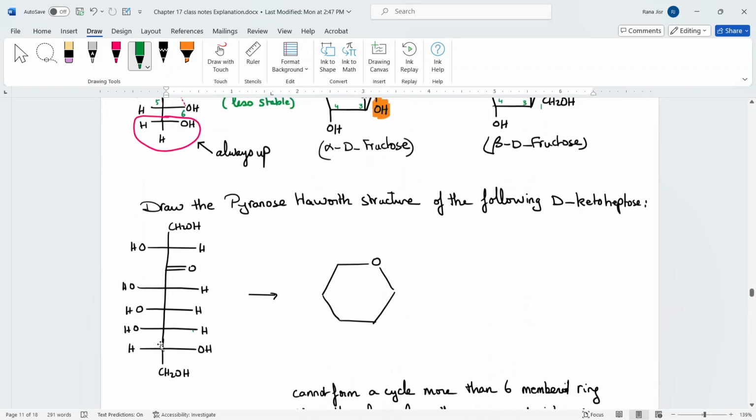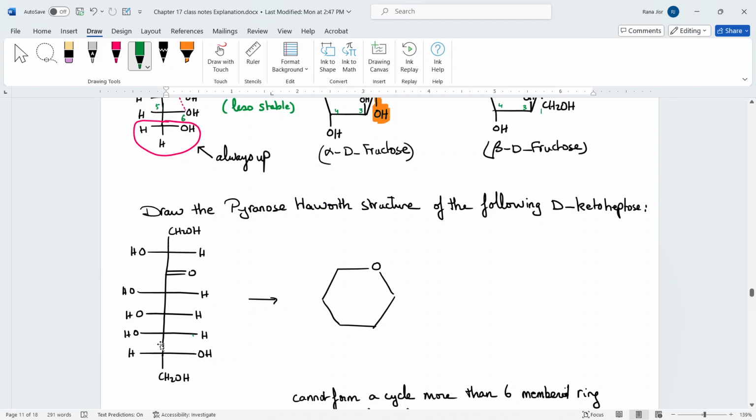Let's have another example. Draw the pyranose Haworth structure of the following D-ketoheptose. So this is a random ketoheptose, which is made up of 7 carbons. This is a longer monosaccharide. It is a ketone. So let's go ahead and cyclize that. And it's asking me to draw the pyranose structure.